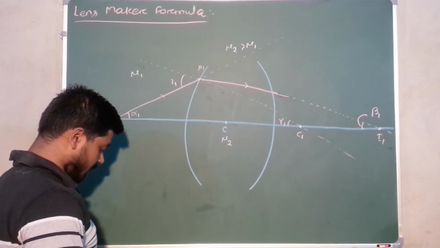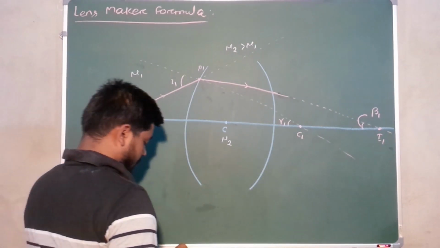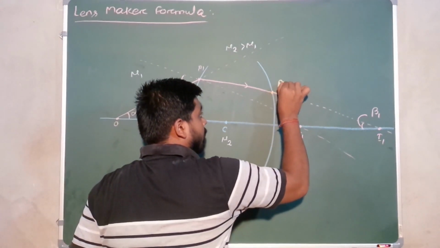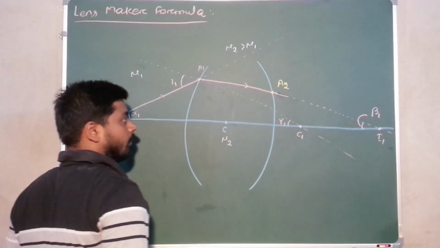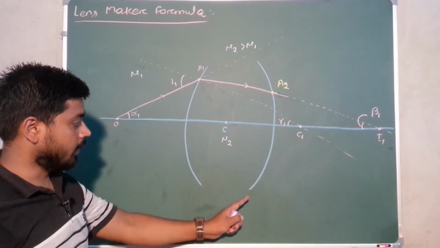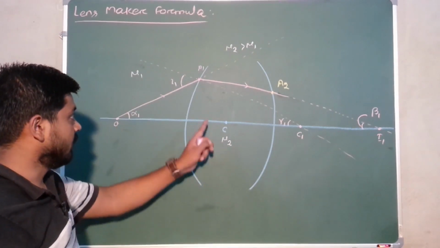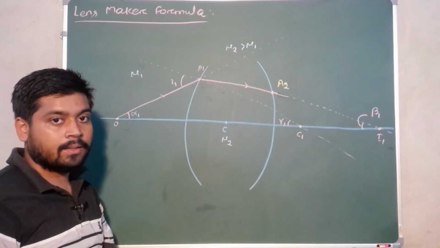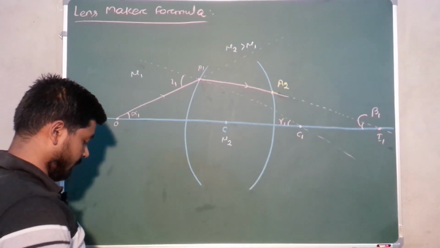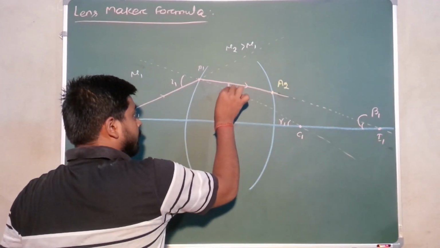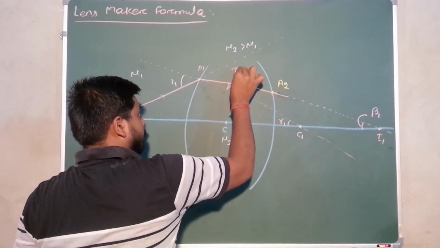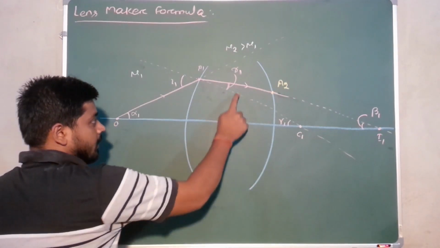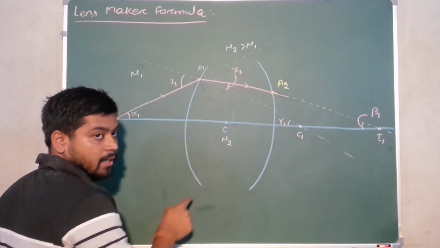Then in which direction does it go? Just see here. Let this one be the point A2. A2 is the point on the second refracting surface. That is, the first refracted ray meets the second refracting surface at point A2, and this one is the angle R1. Then this is the incident ray for the second refracting surface.